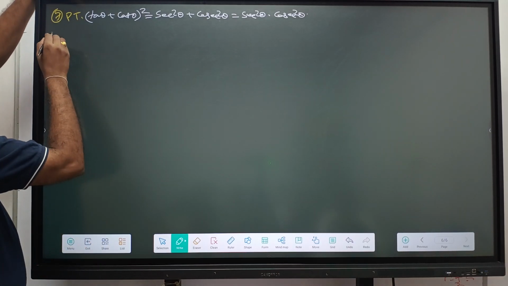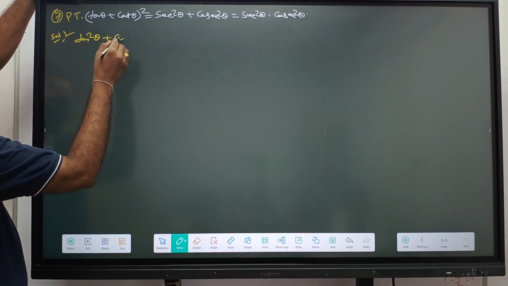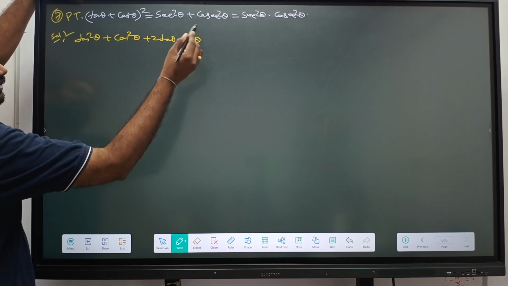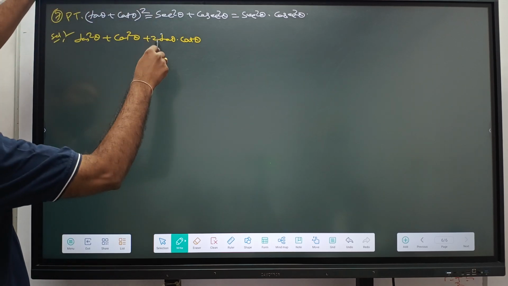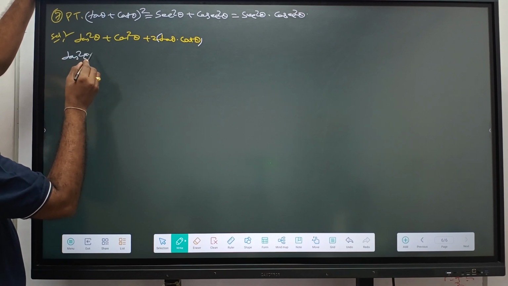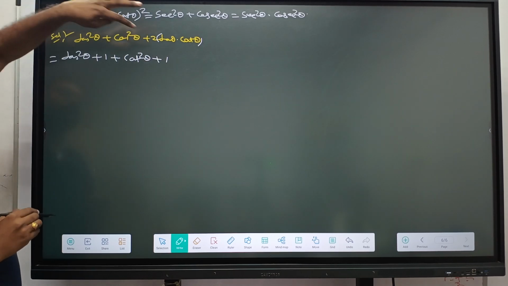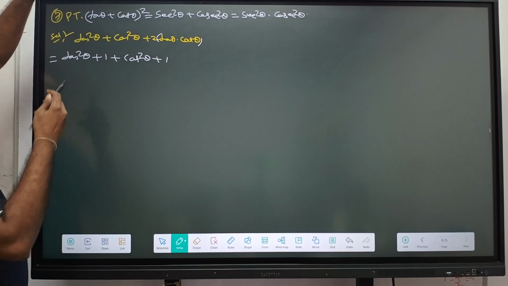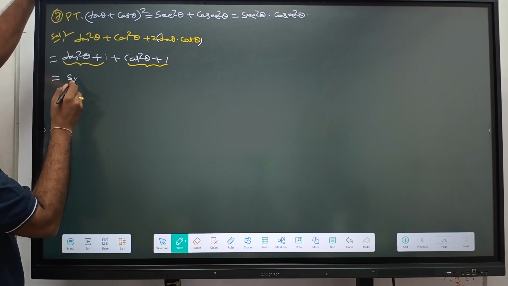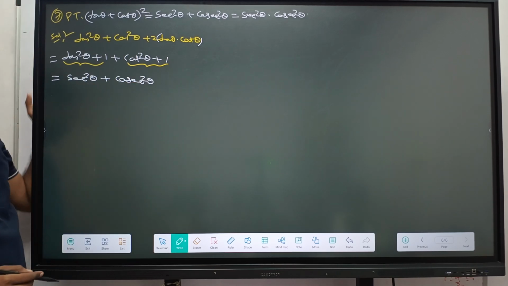So first of all, a plus b whole square: tan square theta plus cot square theta plus 2 tan theta into cot theta. What is 2 tan theta into cot theta value? 1, already we know. Now tan square theta plus 1, cot square theta plus 1. How, sir? I am writing 2 as 1 plus 1. This is the identity. What is 1 plus tan square theta? What is 1 plus cot square theta? 1 plus tan square theta is secant square theta. This is cosecant square theta. Already I gave you the identities.